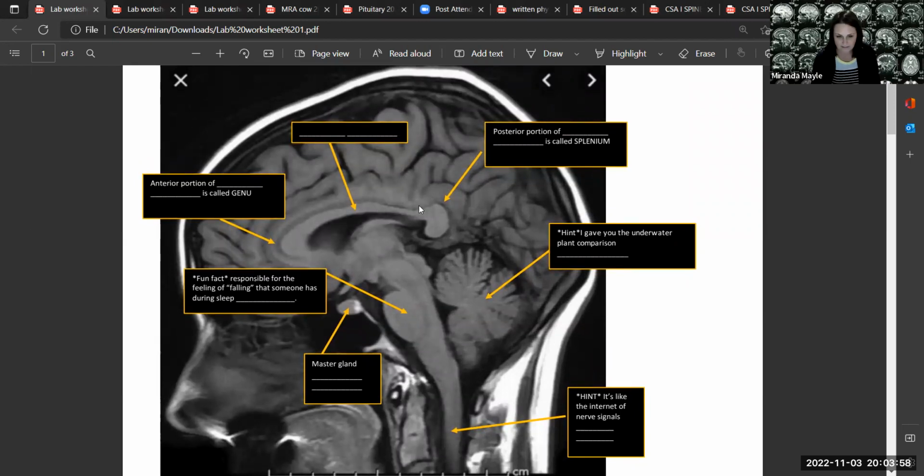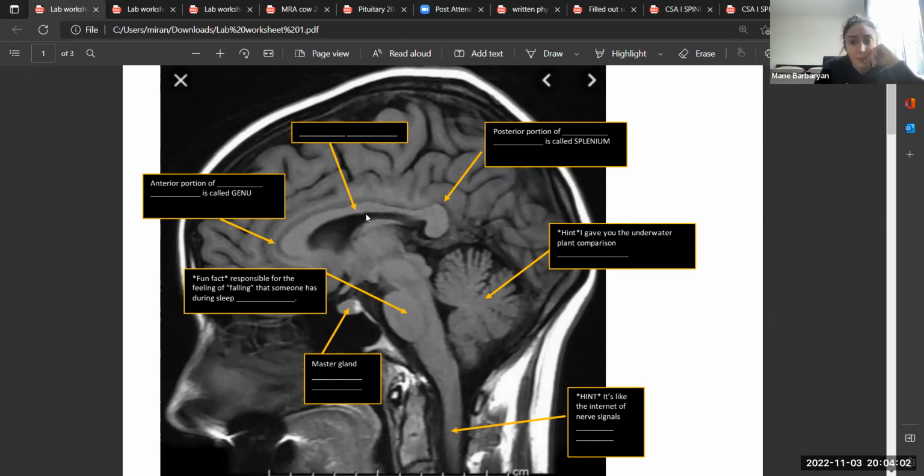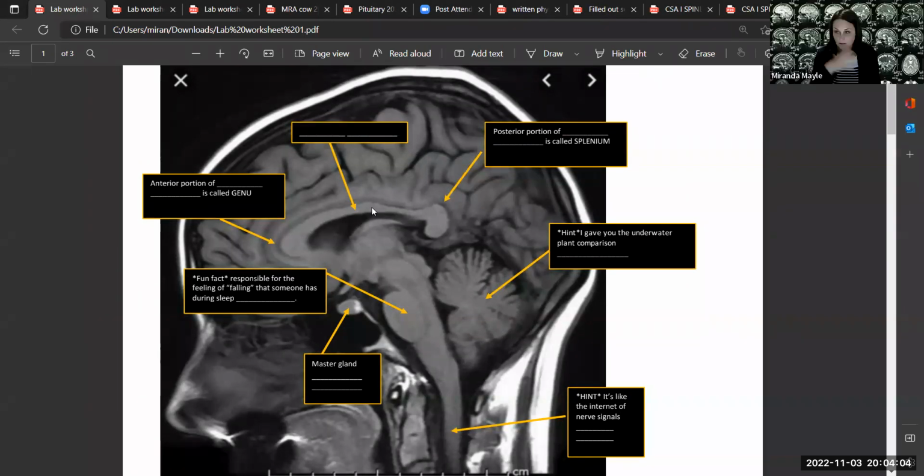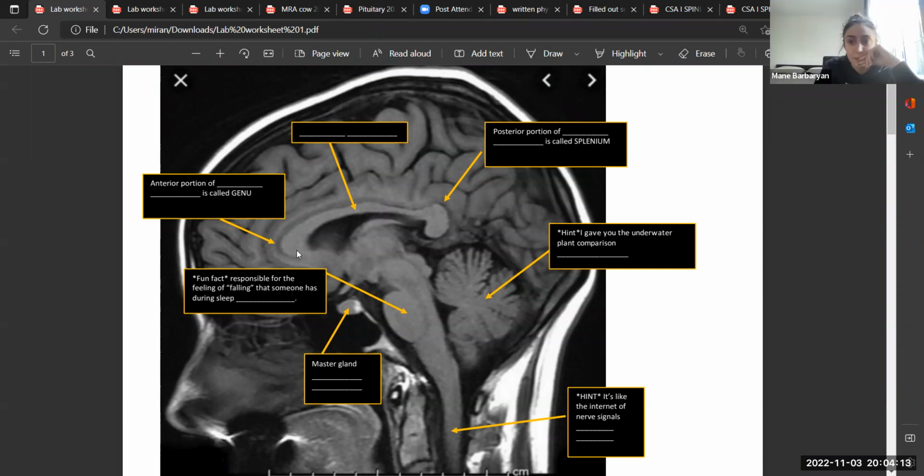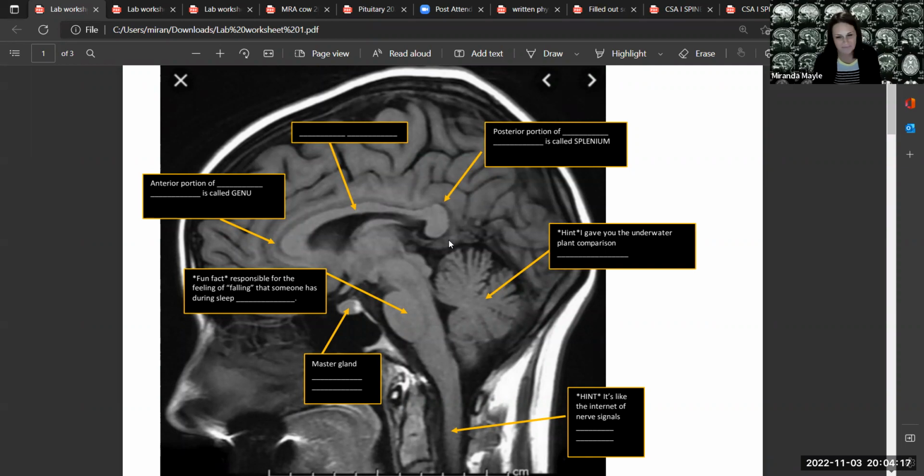What is this? And you guys can yell it out if you want to. Corpus callosum. Excellent. Largest piece of white matter in our brain. What is the anterior portion here? Oh, it's on there, never mind. The answer is there. So genu and splenium. That was silly on my part. And what is this? Cerebellum. Excellent.